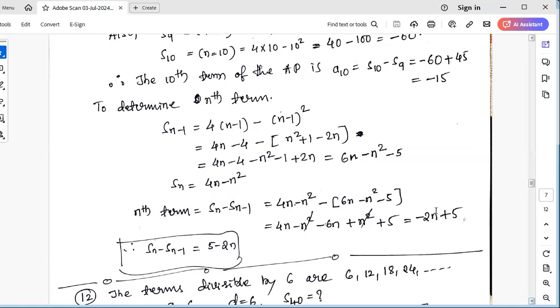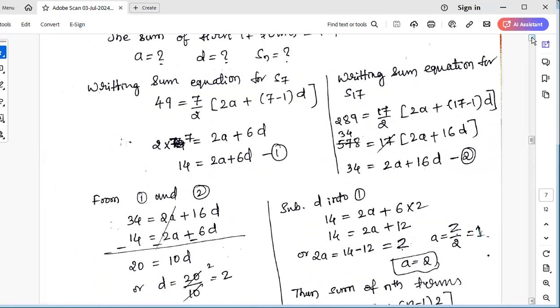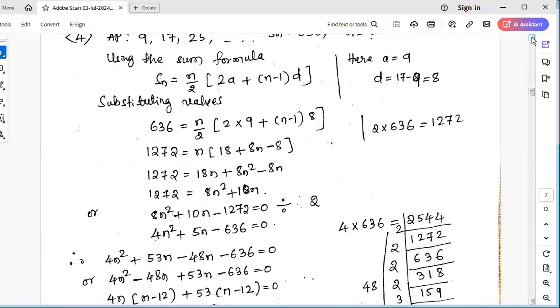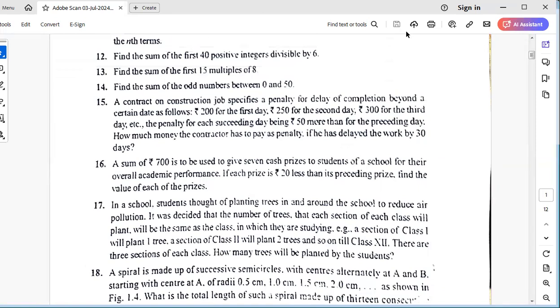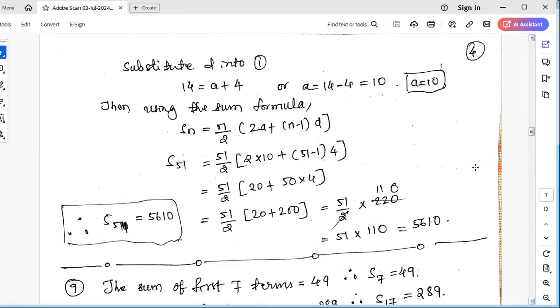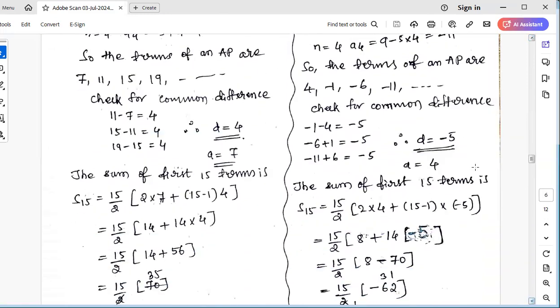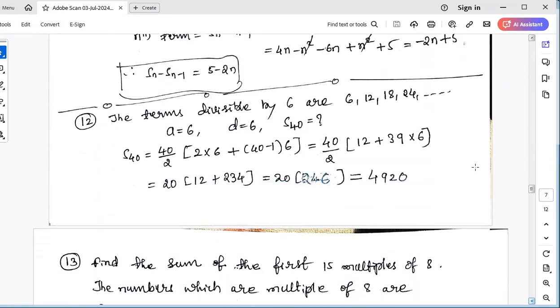Next, we will move to the problem number 12. The problem number 12 is like this. Find the sum of the first 40 positive integers divisible by 6. This is the problem number 12, and let us see how is its solution. It's a small problem. The terms divisible by 6 are like this.